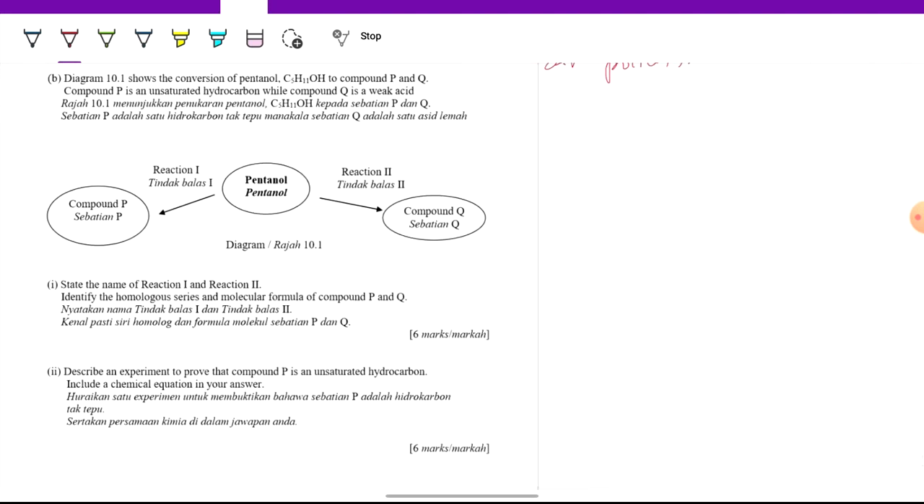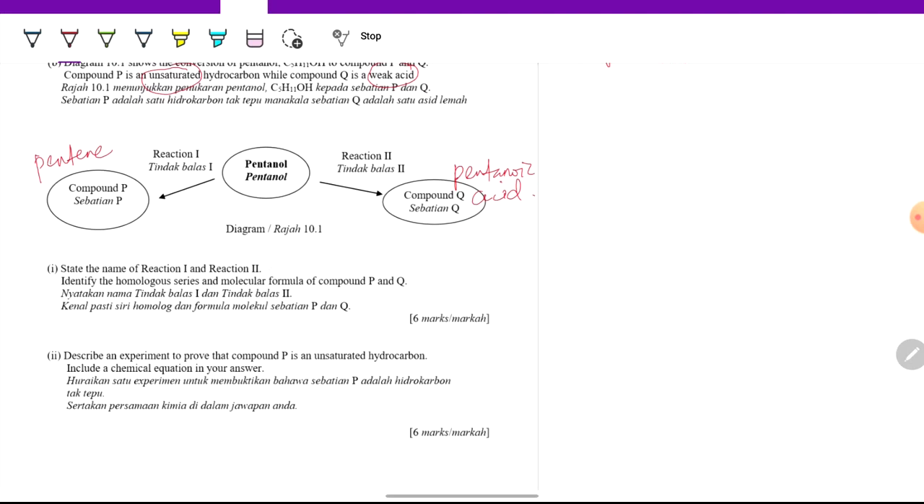Okay, B. The diagram shows the conversion of pentanol to compounds P and Q. P is an unsaturated hydrocarbon. Q is a weak acid. Weak acid means carboxylic acid, so Q becomes pentanoic acid. Then P is unsaturated, meaning that it's an alkene, so it will be pentene.